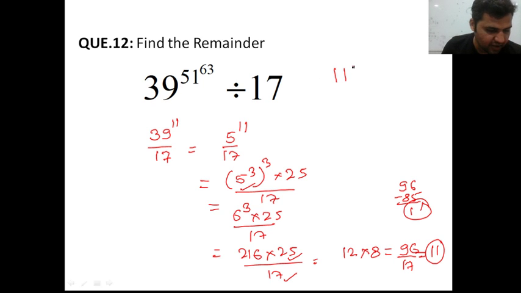Rajan, Ashish, have you understood this concept? 11 is the answer. If you are getting any mistake, or you are having any doubt, please ask. 11 is the right answer to this question.